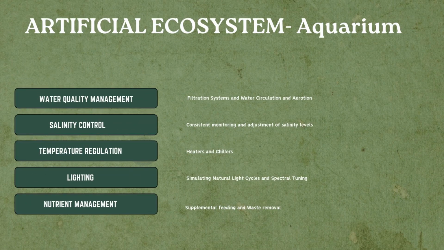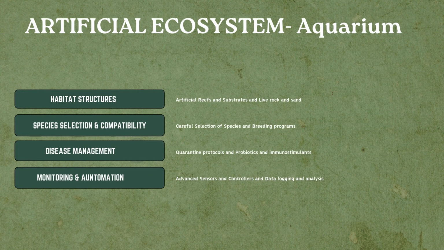Creating and maintaining a marine artificial ecosystem involves several adaptations and strategies to replicate the natural marine environment and support aquatic life. Here are key adaptations specific to a marine artificial ecosystem. Firstly, water quality management. Next, salinity control, temperature regulation, lighting, nutrient management. After that, habitat structures, species selection and compatibility, disease management, and lastly, monitoring and automation.